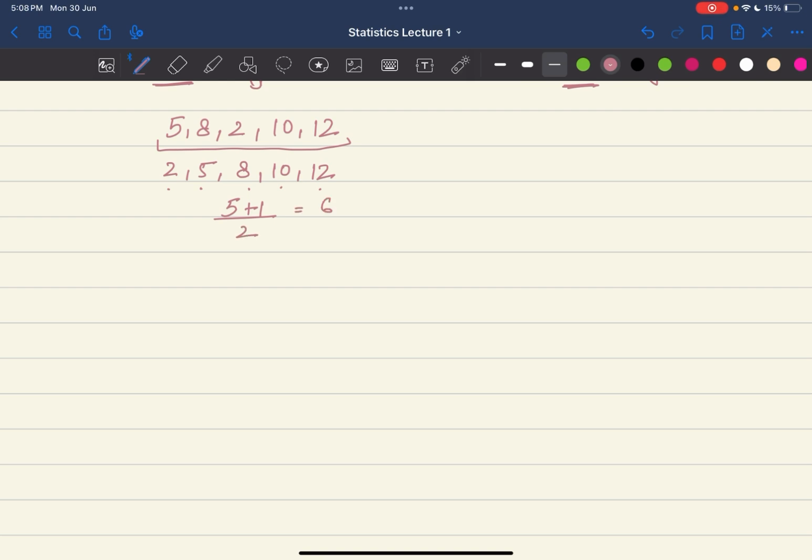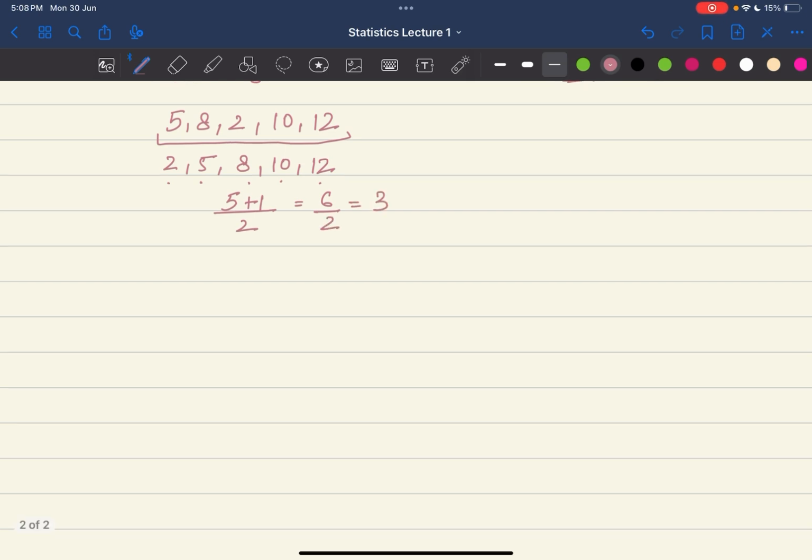6 divided by 2 is equal to 3. Now 3 is not our median, it indicates the position of our median, which is 8. We have 8 in the third position. So the median of this data set is 8.